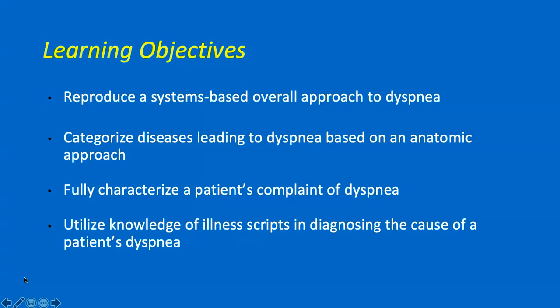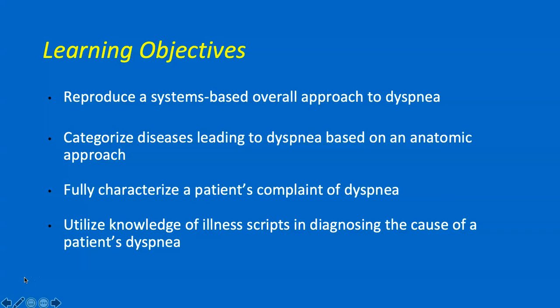So, the learning objectives for this session are first for you to be able to reproduce a systems-based overall approach to dyspnea and be able to categorize the diseases that lead to dyspnea based on what we consider to be an anatomic approach, and also be able to fully characterize your standardized patient's complaint of dyspnea. And finally, we're going to be reviewing some of the illness scripts that are going to be important for you in diagnosing the cause of a patient's dyspnea, and we would like you to be able to use that knowledge.